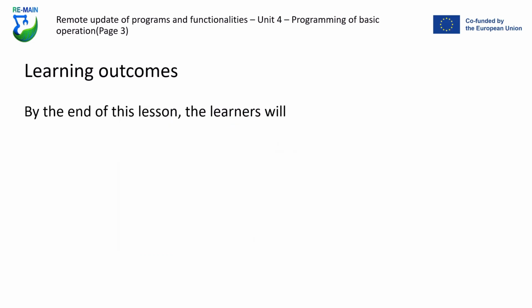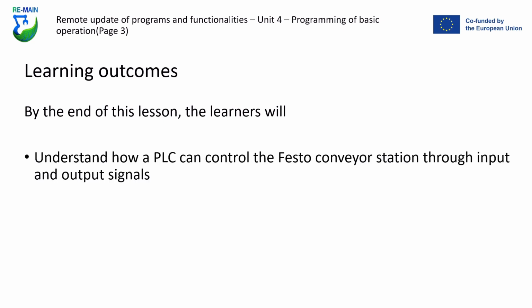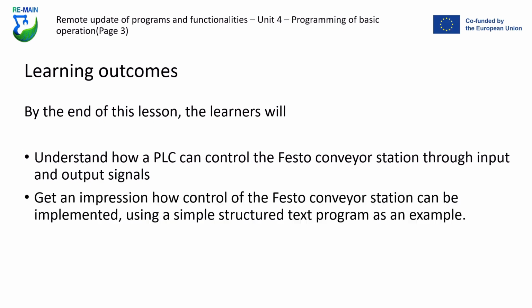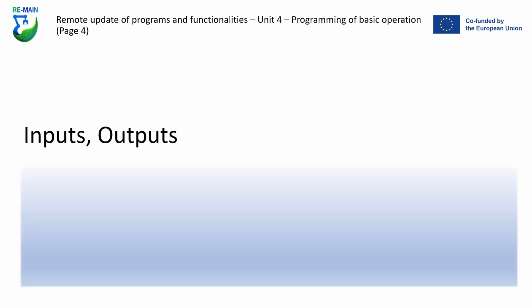Learning outcomes. By the end of this lesson, the learners will understand how a PLC can control the faster conveyor station through input and output signals, and get an impression of how control of the faster conveyor station can be implemented using a simple structured text program as an example. We will be testing the control system with two control stations: one with a Beckhoff controller, and the other one is the B&R controller.